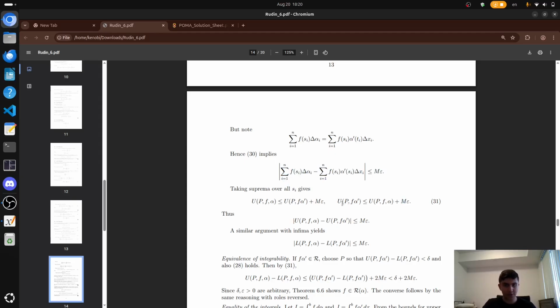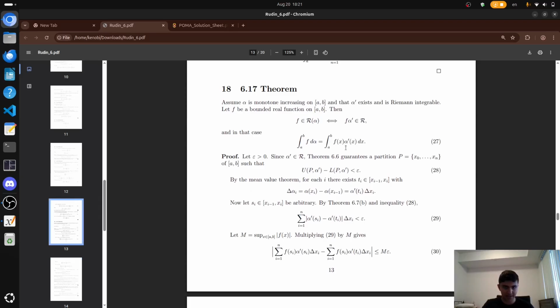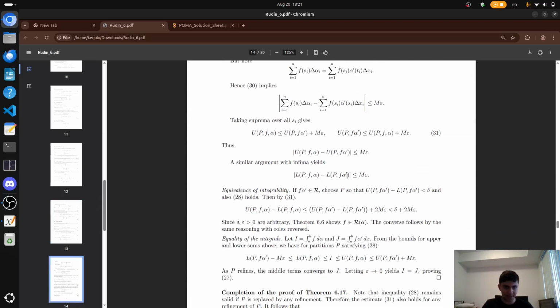Added on the other side, you're going to get that U(f, alpha prime) is less than or equal to U(f, alpha) plus M epsilon. Use these two facts, and it gives that the absolute value of this is less than or equal to M epsilon. And instead of taking the supremum, if you take the infimum, it's going to give you this thing, and it proves the theorem that the integral is actually the same thing as the integral of f of x times alpha prime of x dx.